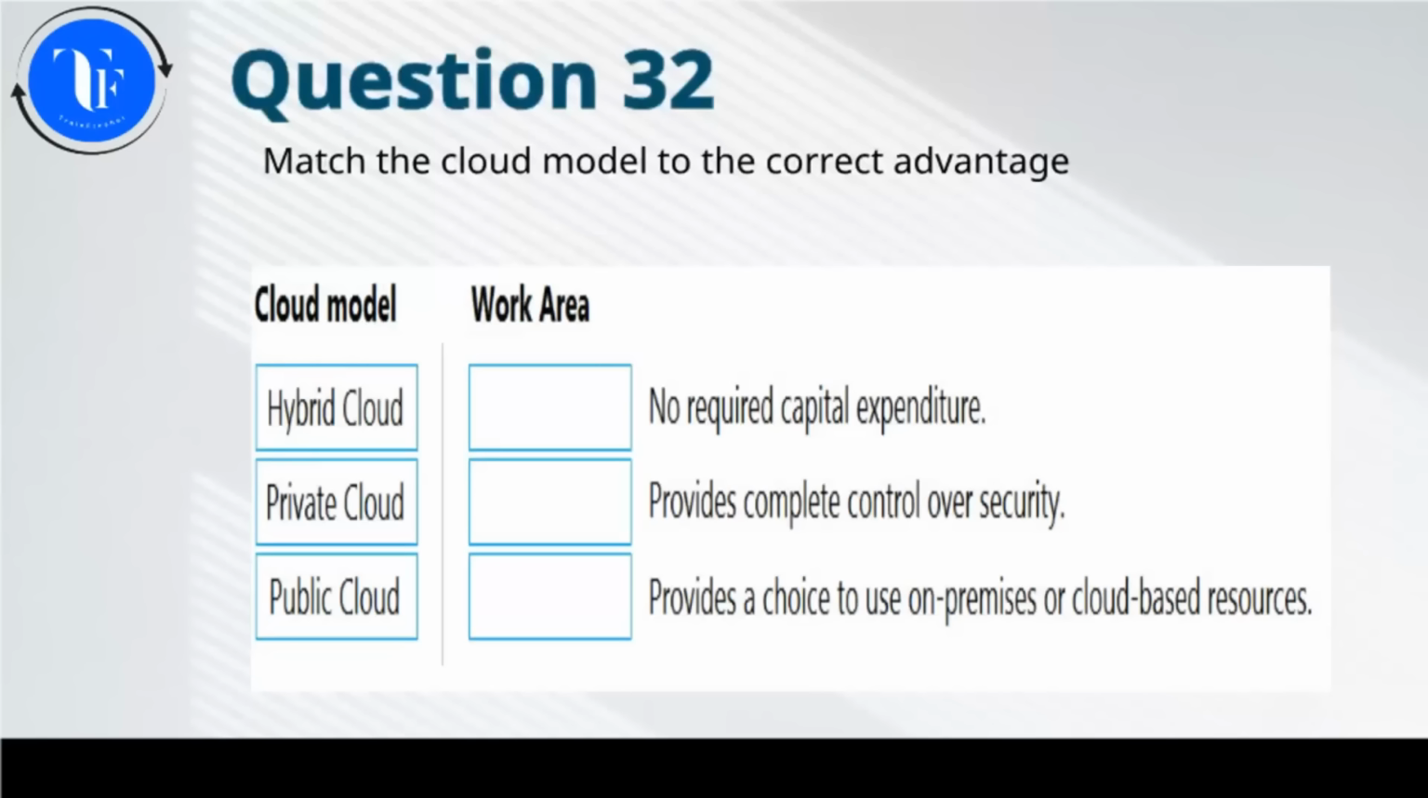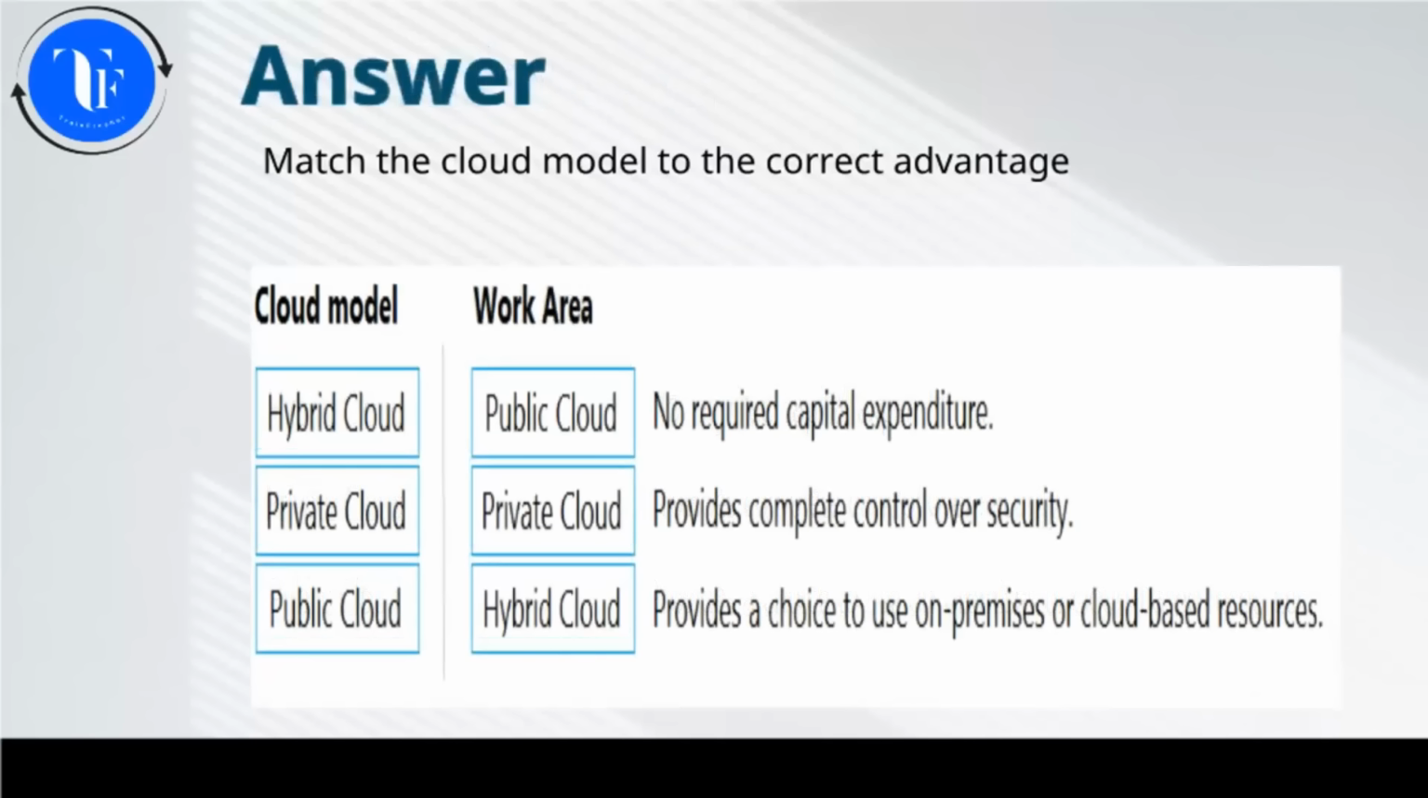Question 32. Match the cloud model to the correct advantage. Hybrid cloud, private cloud, public cloud. Public cloud, no capital expenditure required. With a public cloud, there is no capital expenditure on server hardware, etc. You only pay for cloud resources that you use as you use them.